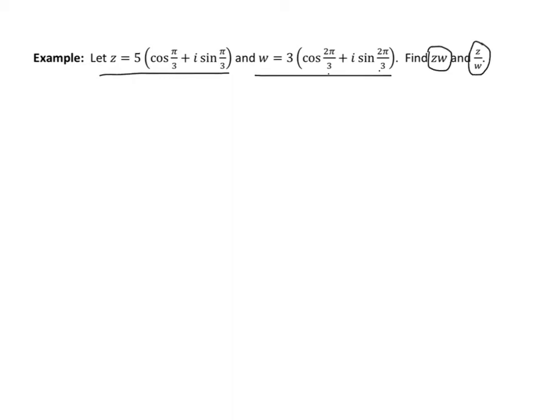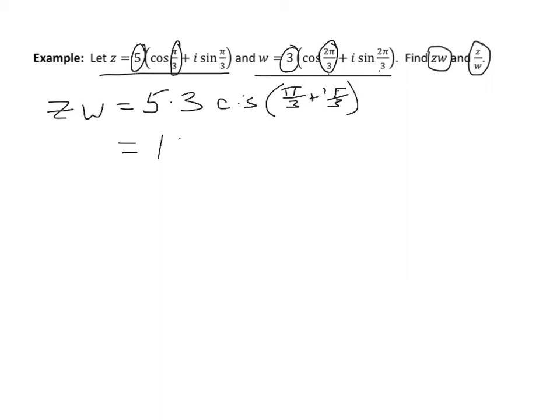So according to the property that we just learned on the previous page, if we want z times w, all I need to do is multiply together the moduli, so that would be 5 times 3, and then cis, and then I add together the arguments. Pi over 3 plus 2 pi over 3 is, well, it's going to be pi.